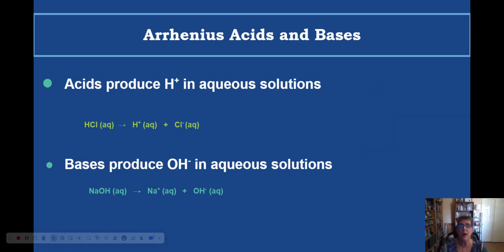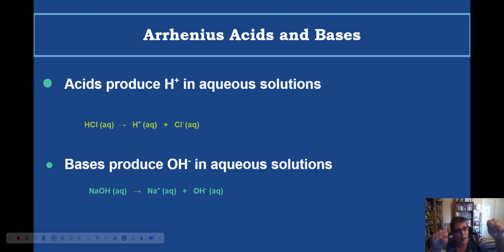So typically we talk about Arrhenius acids and bases. That's just the scientist that came up with these definitions. So an Arrhenius acid produces H plus in water or aqueous solutions. And look at our little chemical reaction here. We have HCl as the reactant, then the arrow, and it separates into H plus (aq) plus Cl minus (aq).